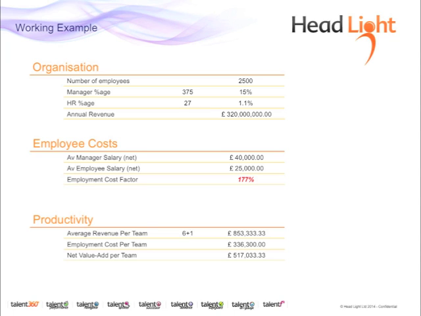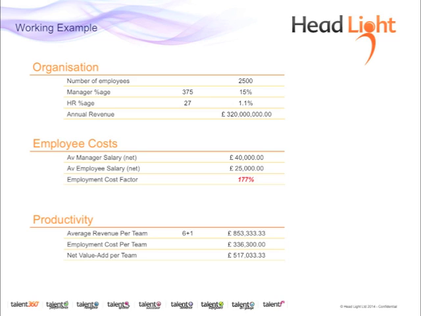With that information in mind, we can now start to look at the actual productivity of this particular organization in terms of a key performance indicator. So we know the £320 million worth of revenue. We know the 375 managers and therefore 375 teams. So therefore we know that on average there is one manager and 6 direct reports in this particular organisation.